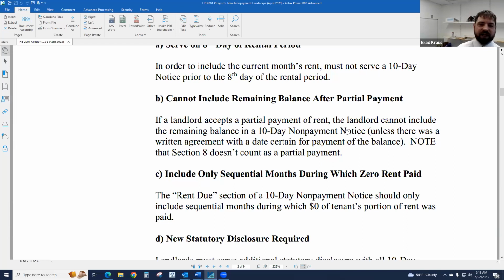As I stated above, you cannot include the remaining balance after a partial payment. If a landlord accepts a partial payment of rent, the landlord cannot include that remaining balance in a non-payment notice unless there's a written agreement with a date certain for payment of the balance. That's a partial payment agreement. That's the exception there. Keep in mind that if you've got a Section 8 tenant who has a voucher and you receive payment pursuant to that voucher, that does not count with respect to these concerns, because the payment from the housing assistance provider is different. We would just be talking about the tenant's portion there.